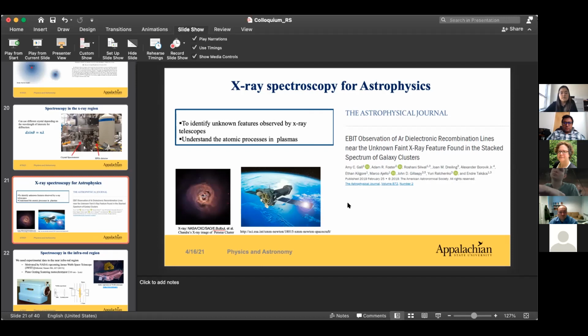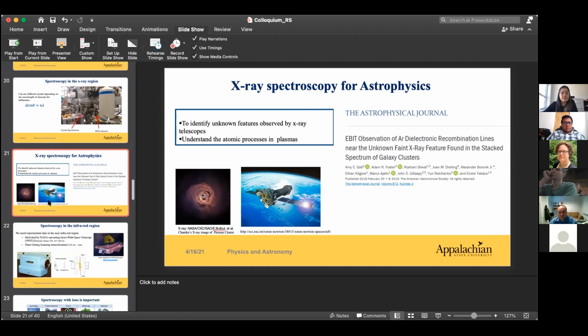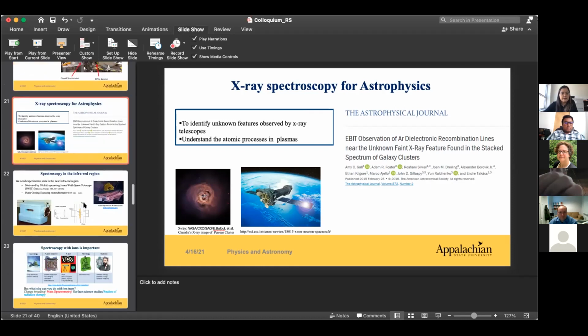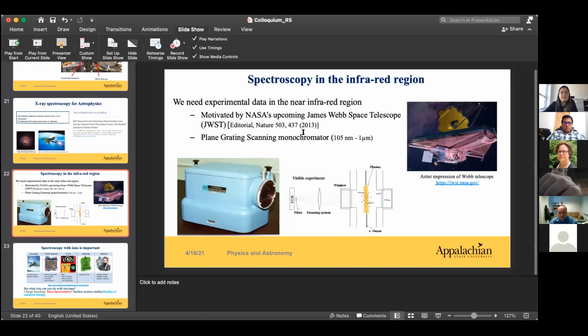So this is why we want to do all kinds of spectroscopy and add as much atomic data as possible to the database. Something similar in the infrared region that I'm interested in doing is motivated by the upcoming James Webb Space Telescope. This telescope will be mainly observing features in the infrared region. So we want to be able to use EBITs or other ion traps in the infrared region, because there haven't been many measurements there, and there's a huge data gap in this region.